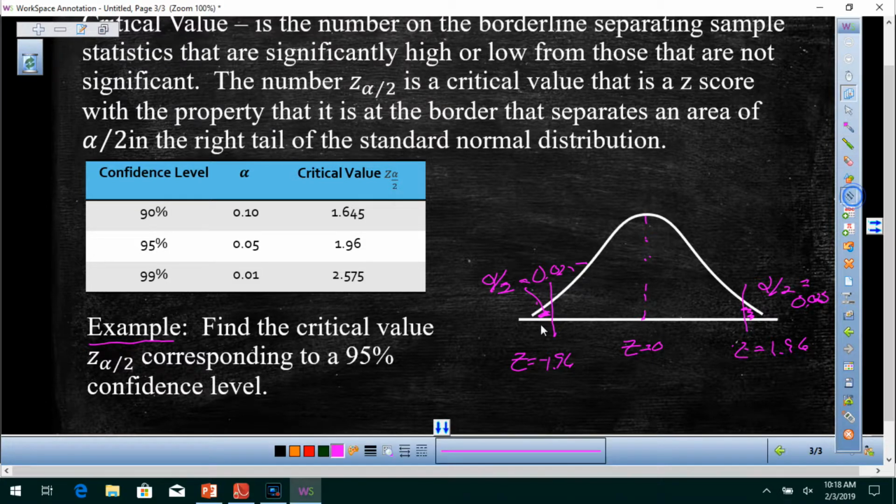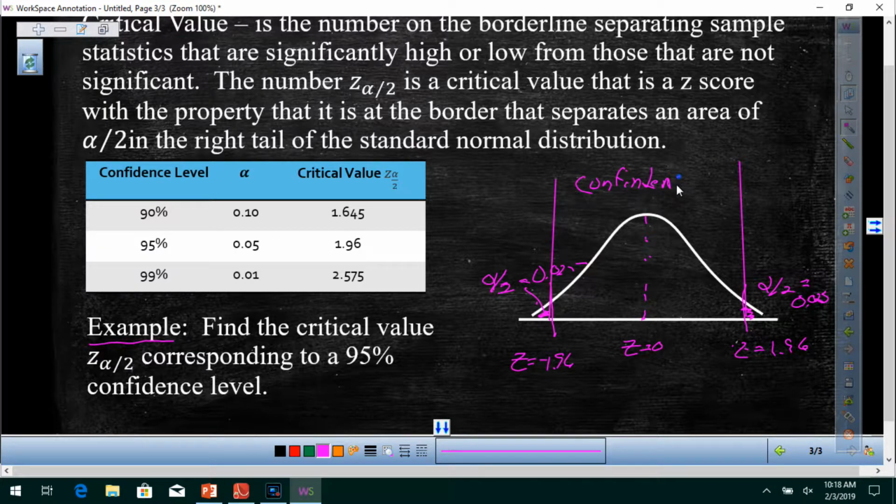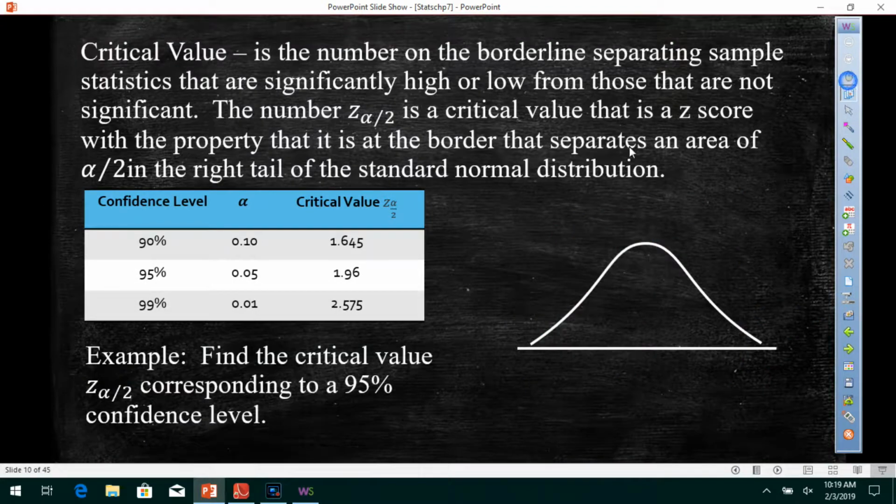Now, you could kind of extend this up, and what you're saying is the confidence level is 95%. Okay, so that's the range that it would be in. Still kind of confusing.